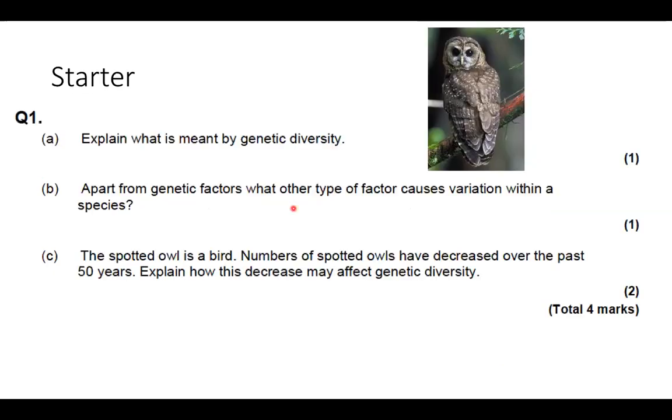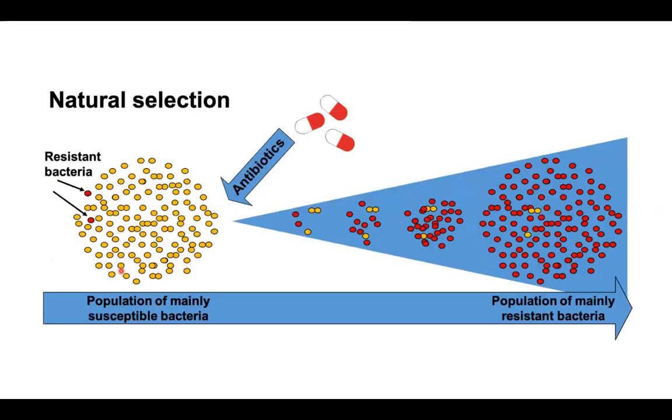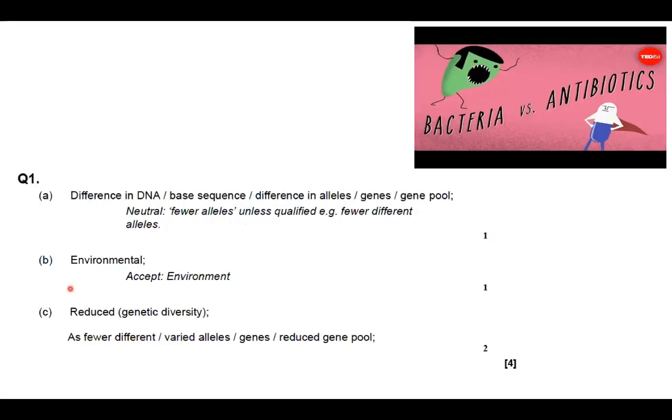Apart from genetic factors, you're looking at environmental factors. So that's really tapping into your GCSE knowledge. What are the factors that affect things? Well, it's going to be your genetic and environmental. So environmental factors are going to be doing that.